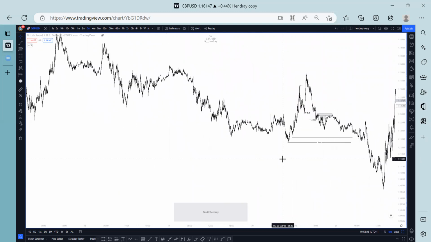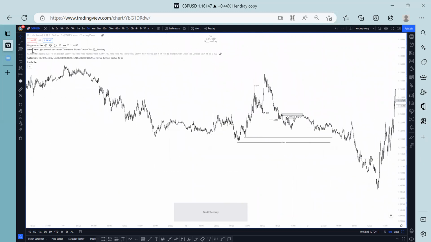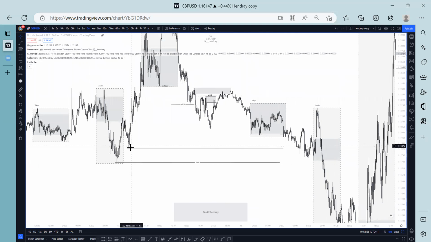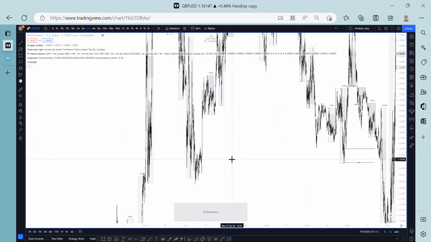But let's see, is that low out of session? I mean, the external liquidity, is it out of session? It wasn't out of session. So this low that fell out of session would have been the best target. This low right here would have been the best target. That's where I would have targeted. I won't lie to you about that. So that's where I would have targeted if I took that trade.